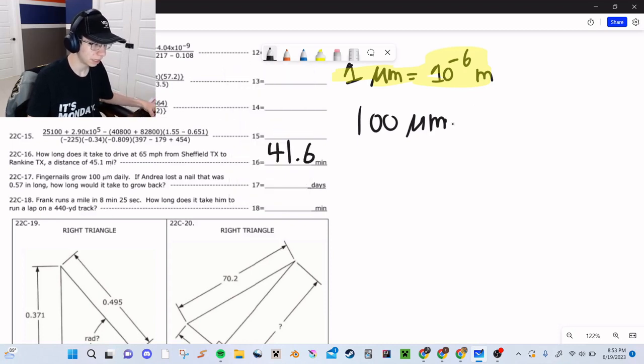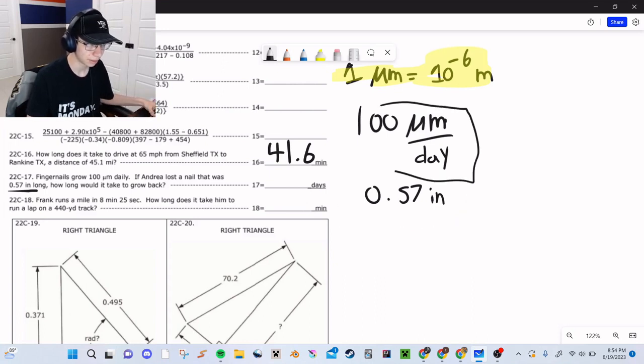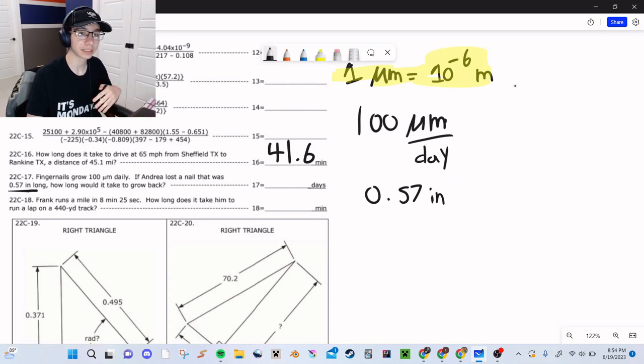Okay, so fingernails grow at this rate daily, so this many per day. So if Andrea lost a nail that was 0.57 inches long, how long would it take to grow back? And we want our answer in days. So the way we would do this question is we're going to take this length and divide it by this rate of length per day. But we can't just divide these two numbers right now because they're not in the same units. We have micrometers as a measure of distance. We also have inches as a measure of distance. So I'll convert micrometers per day to inches per day.